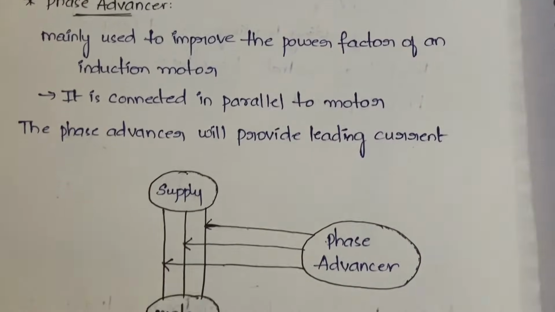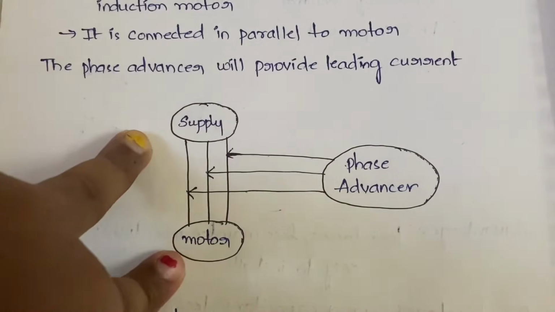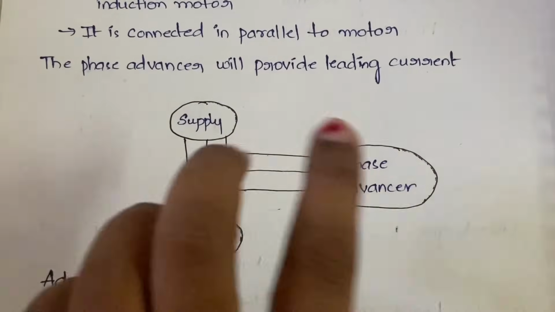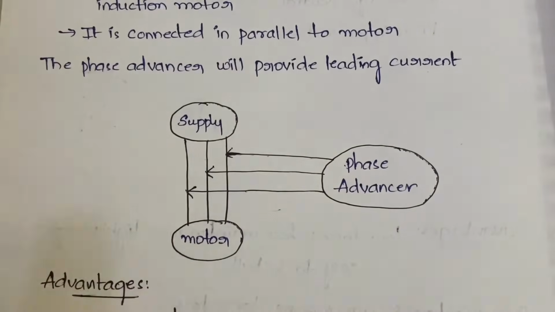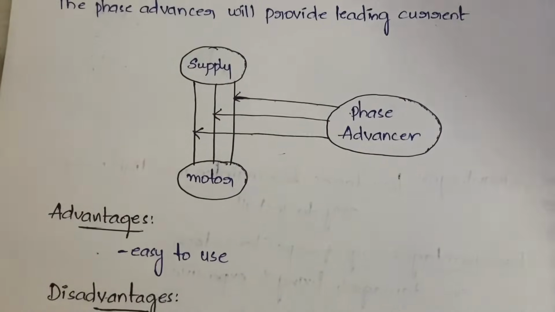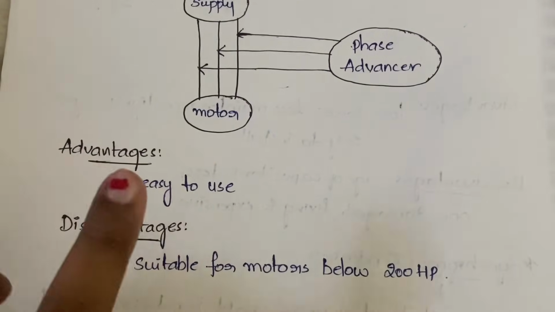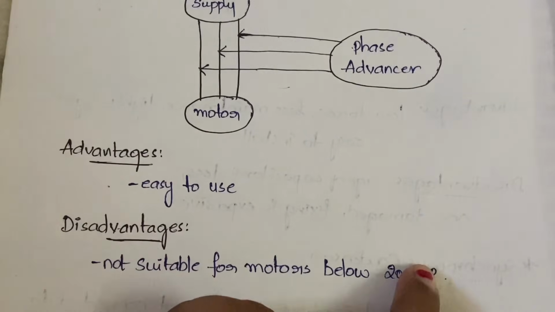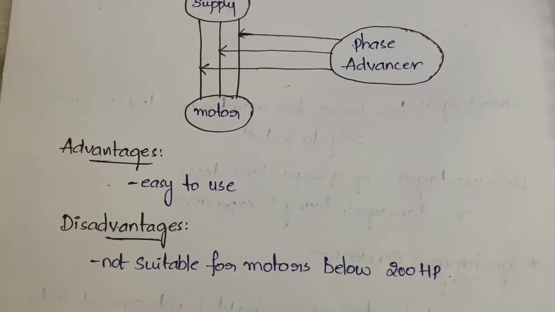Got it? So see, this is the diagram. This is the motor and supply. Both are connected to each other initially. Then you need to bring a phase advancer and connect, which will provide the leading current, and the reactive component will be neutralized. Okay, got it? Next, advantages and disadvantages. Coming to advantages, it is very easy to use, and disadvantages, it is not suitable for motors below 200 horsepower.